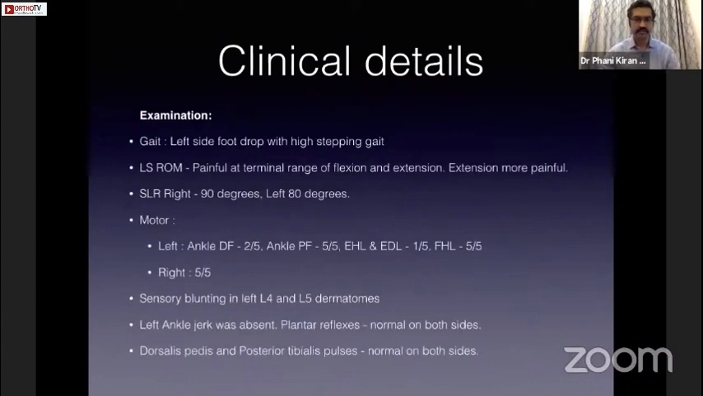On examination, he had a left-sided foot drop with high stepping gait, and there was restriction of lumbar spine movements, more so in extension. The straight leg raising was not very significantly positive. His left ankle dorsiflexion was weak, 2/5, along with EHL and EDL weakness. And there was a sensory blunting of left side L4 and L5 dermatomes. The power was normal in the other limb and the other muscle groups. The left ankle jerk was also absent. The distal pulses were normal.